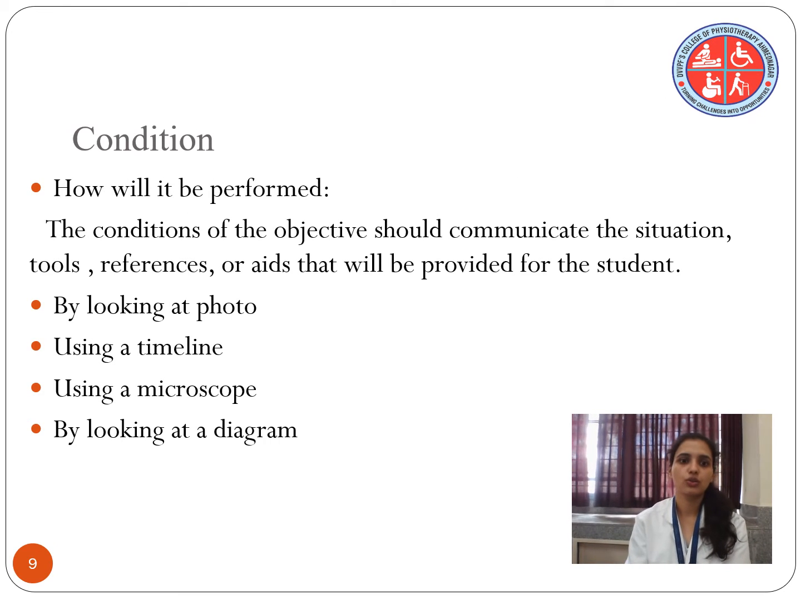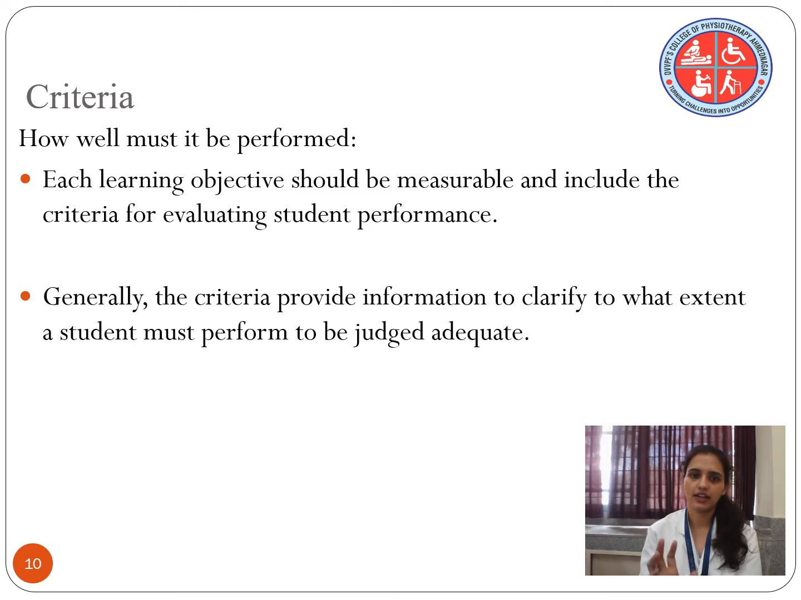Then the condition. Condition is how it will be performed, like by looking at the photos, by looking at the diagrams or pyramids, the student will be able to do. You should also mention the condition in your objectives, and also the criteria. Criteria means each learning objective should be measurable and include the criteria for evaluating the student performance. So the criteria are guidelines for doing anything. If we are measuring the strength of a muscle, then there are measurement tools like 1, 2, 3, 4, 5, and accordingly we have to decide which criteria should be used. So it should also be mentioned in the learning objectives of the topic.